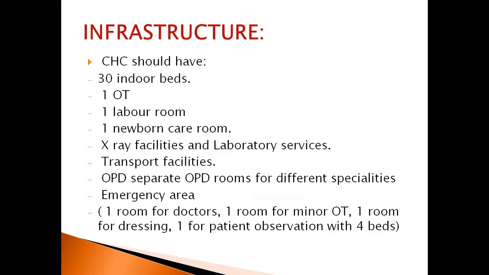There should be one OT room, operation theater, and one labor room. Labor room is usually used for delivery of the child and all, so for that we need a labor room. Then one newborn care room. Whenever we have a labor room, automatically the newborn care room will also be there, for taking care of the newborn babies, in which the radiant warmer and all the basic things required for a newborn child should be there.